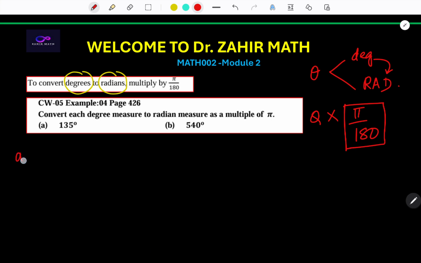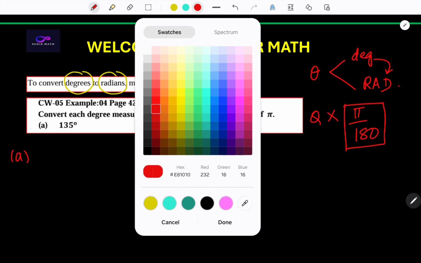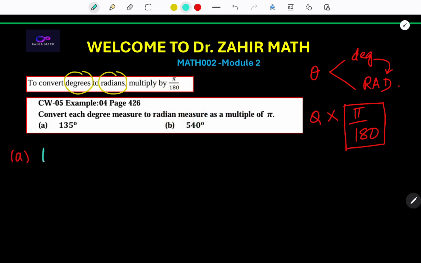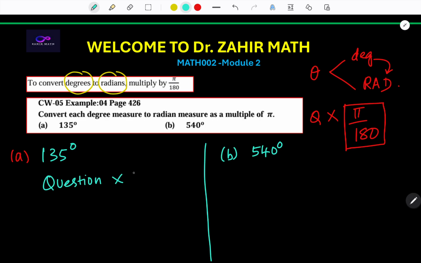Okay, so the first question is A equals 135 degrees and B equals 540 degrees. Right. So we are going to convert this into what? Radians. So what is the formula? You are going to multiply the question by pi by 180.